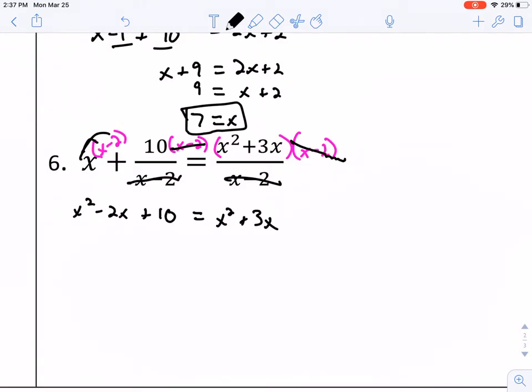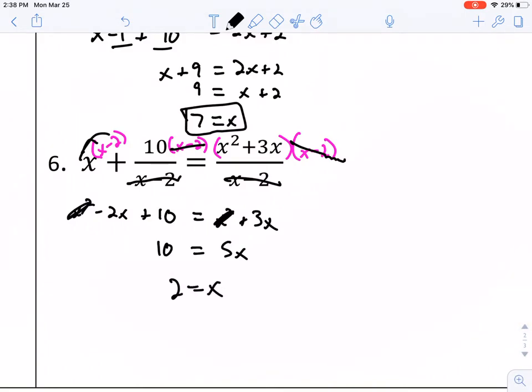Now, there's an x squared on both sides. They're going to cancel each other out when you subtract them away. So now I'm going to add 2x over. I'm going to divide by 5, and you get 2 equals x. Now, since in the denominator we had x minus 2, if we solve that, we get x equals 2, which, because it's in the denominator, x cannot equal 2. Our answer was x equals 2. That cannot be our answer, so that means this becomes a no solution.